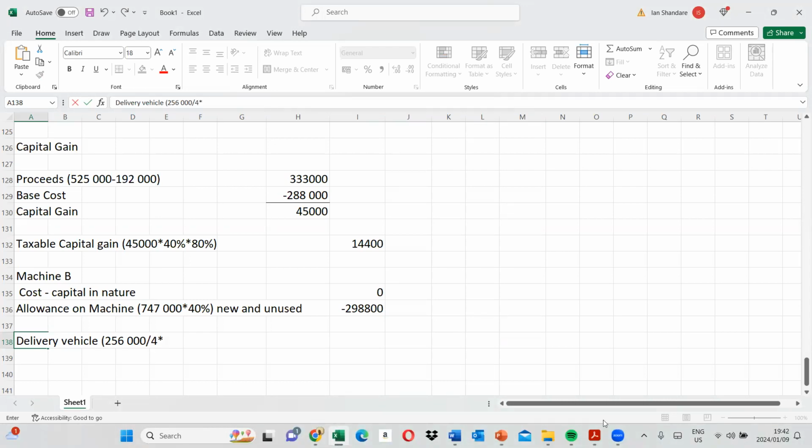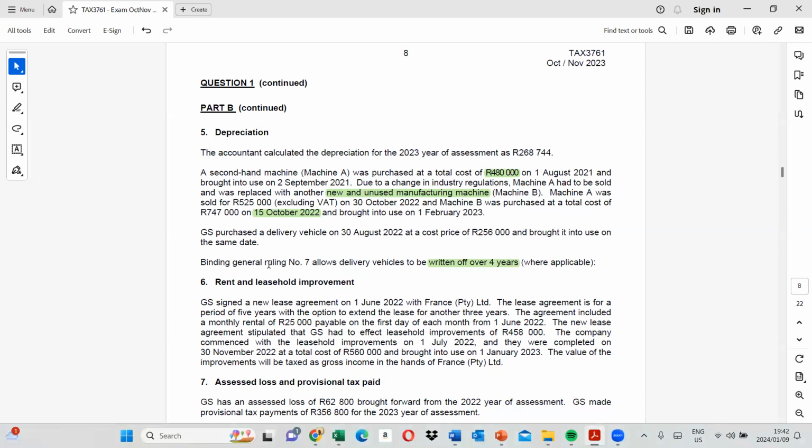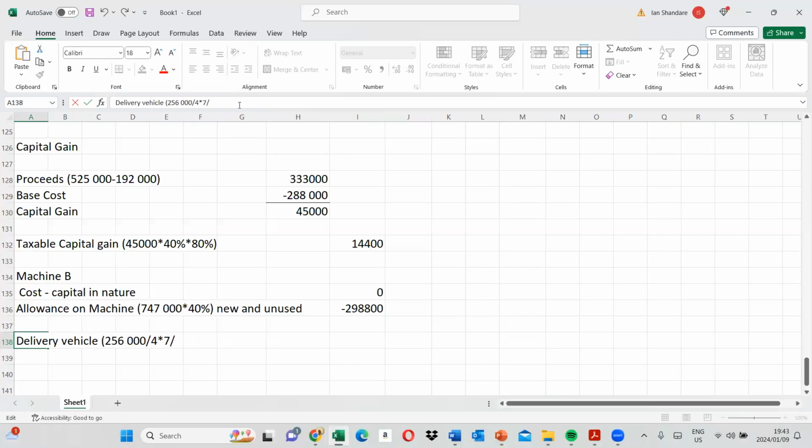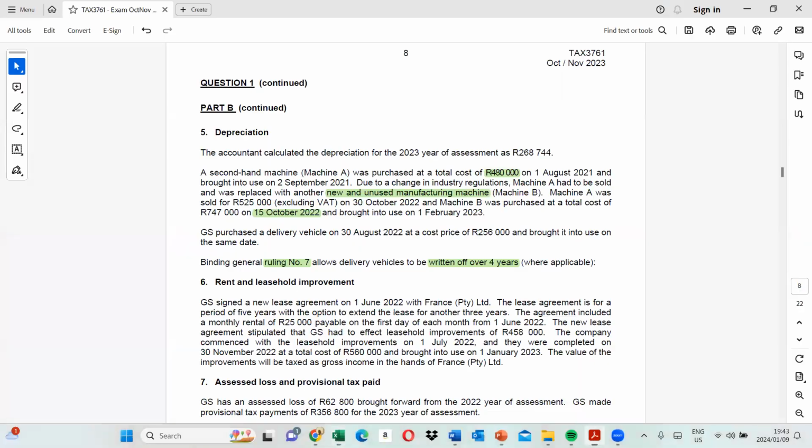Then we apportion. Whenever we calculate allowance based on the general ruling, we always remember that you have to apportion your allowance. It was bought in August, so we have September, October, November, December, January, February, March. So we used it for 7 months, so multiply by 7 out of 12. That's what takes us to 256 divided by 4 times 7 out of 12. So that's what we have.